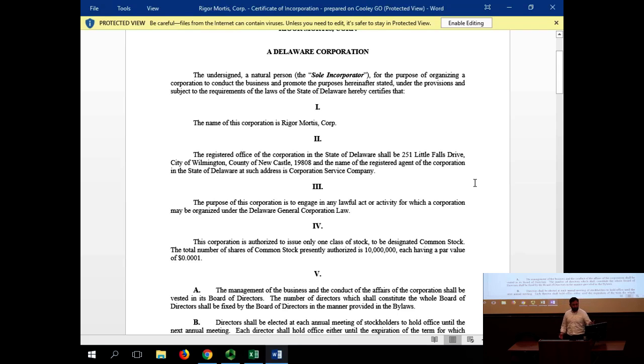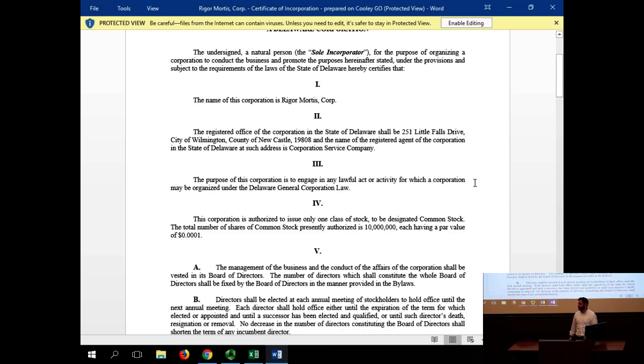And what do we need? We have the elements here. The name. Rigor Mortis, comma, Corp, period. Right? And make sure your clients like it before it gets filed, because it's a pain to change. The registered agent and the address of the registered agent. Who is the registered agent? And by the way, this is weird, but it has to be written this way. You have to actually state the county.